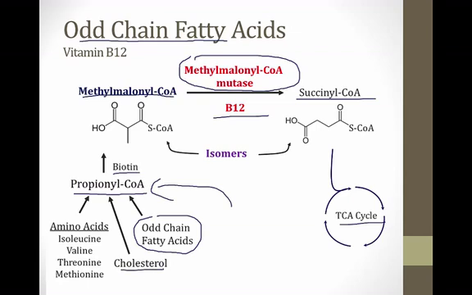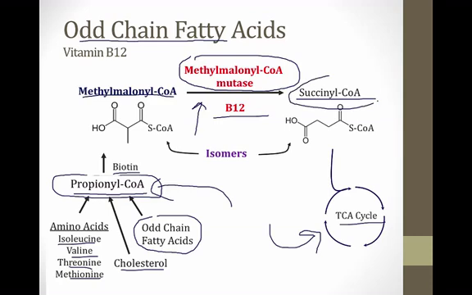Cholesterol can also be metabolized to propionyl-CoA, so can the amino acids isoleucine, valine, threonine, and methionine. All of these structures can become propionyl-CoA and then go through this reaction to enter the TCA cycle. And you need vitamin B12 for this step, the conversion of methylmalonyl-CoA into succinyl-CoA.